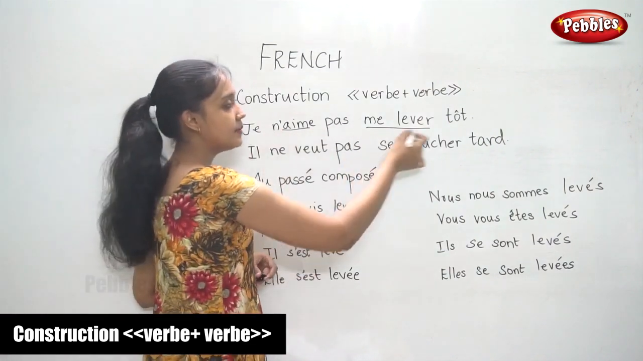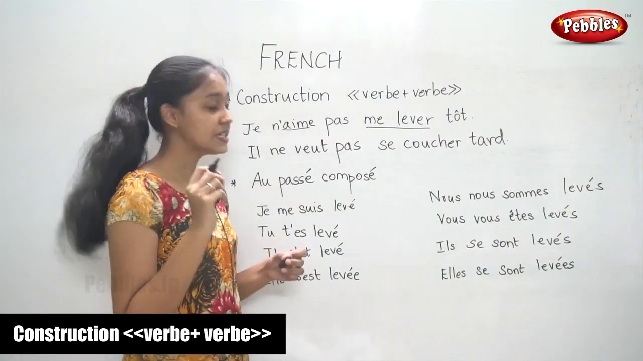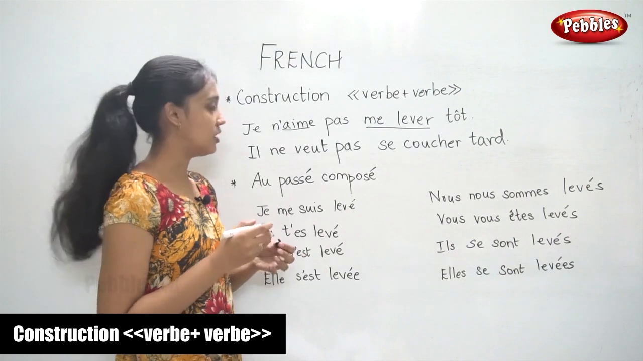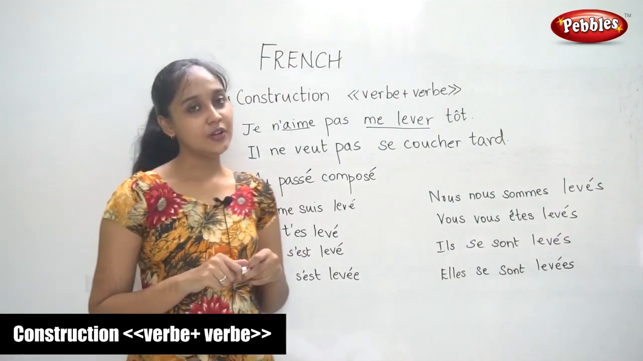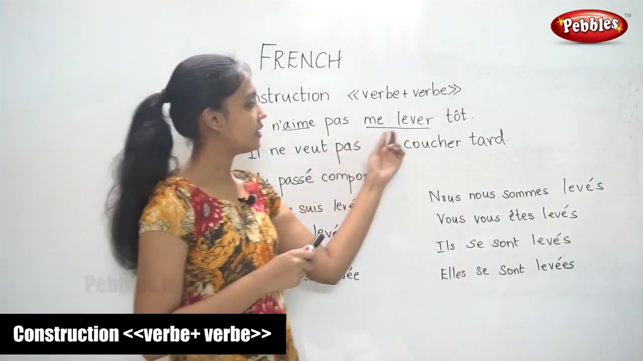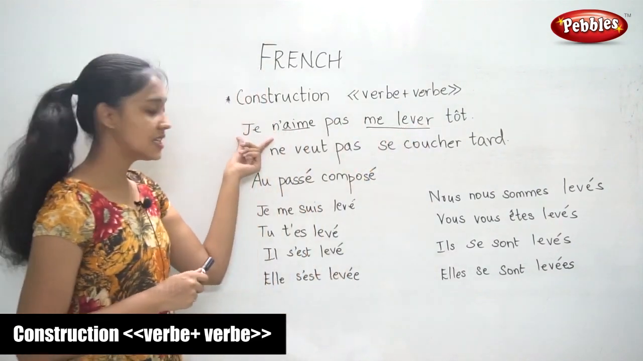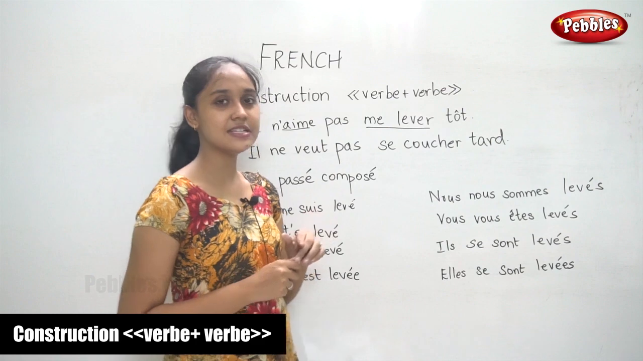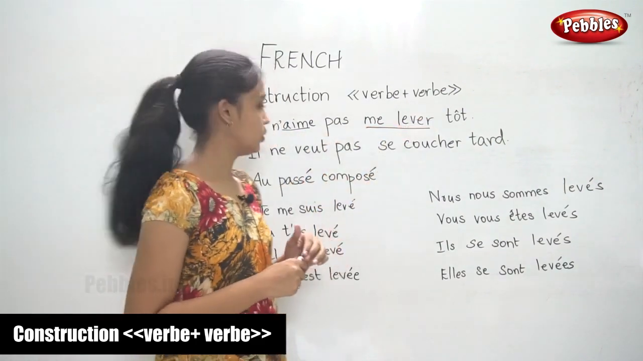Je n'aime pas me lever tôt. So the first verb takes the negation ne and pas. And you know the rule, when we conjugate the first verb, the second verb takes the infinitive form. So lever, but since it is je, the reflexive is me. Je n'aime pas me lever tôt.